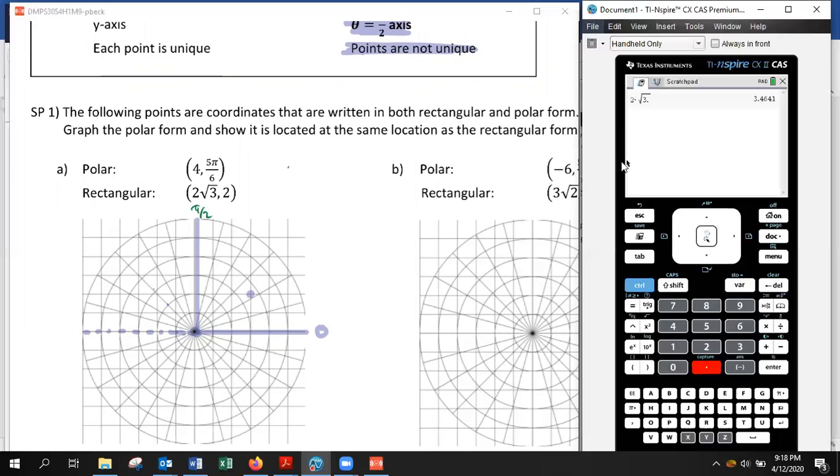But now when it comes to a polar system, that one point can be represented in many ways. And we're going to do a discussion. We're going to journey through that and say, well, how can we name something in different ways?